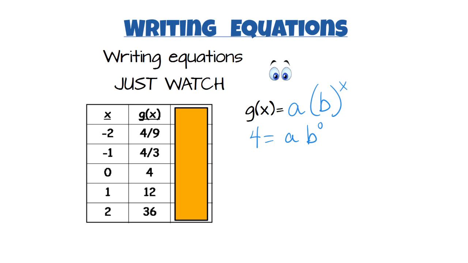Now, can you see why this is going to work out nice? B to the 0 power. I don't even care what B is. Anything to the 0 power is equal to 1. So that's just going to become a 1 times A. So I end up with 4 equals A. So now I know what to put right here. I'm going to put a 4 here.